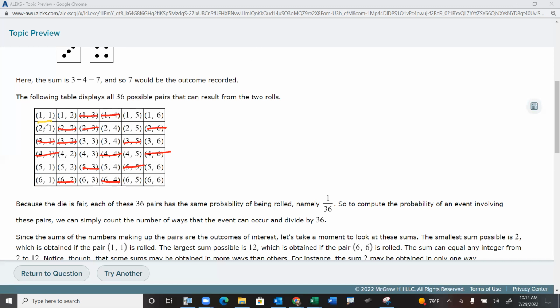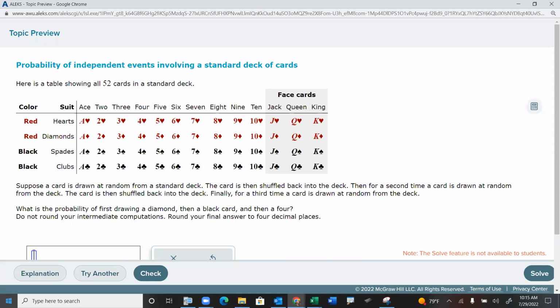So we're left with 1, 2, 3, 4, 5, 6, 7, 8, 9, 10, 11, 12, 13, 14, 15, 16, 17, 18, 19, 20, 21. All right, 21 out of 36 choices. And you divide that out and you get a decimal. And that's all you do. Not a big deal.